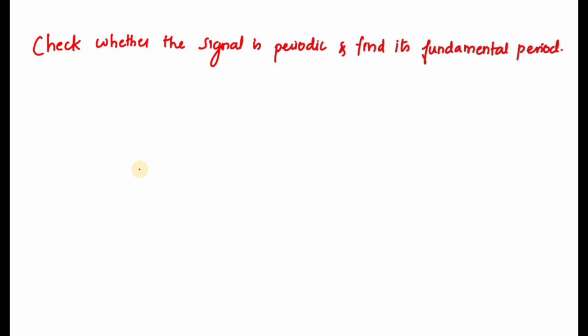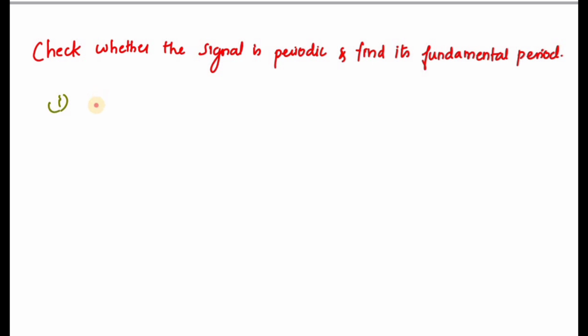So the question they have given us: check whether the signal is periodic and find its fundamental period. Let me take the first question, cos of pi n. This is nothing but omega of n, so this omega value is pi here. The form of the fundamental period is capital N. That is your fundamental period.